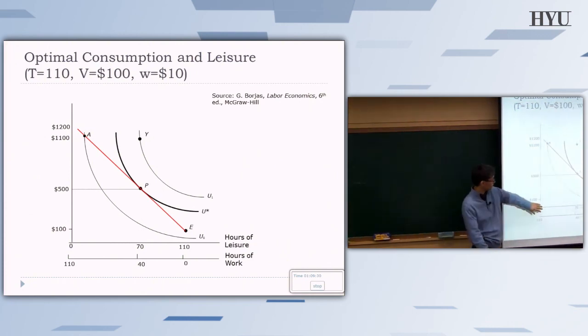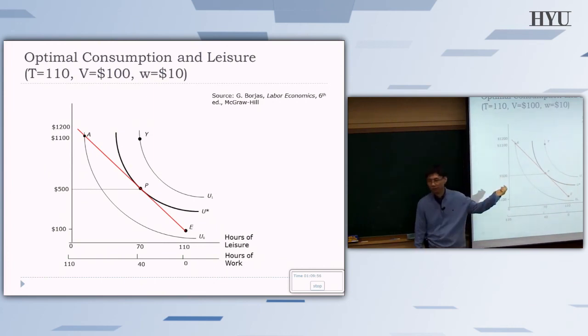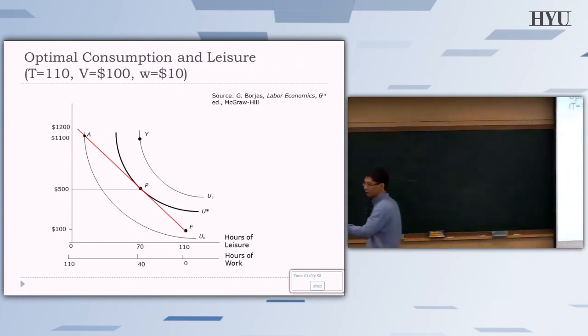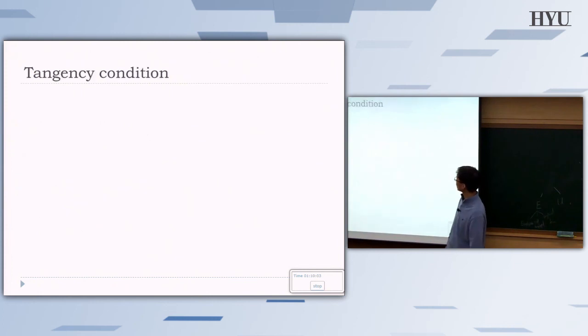Once we decide the leisure hours, working hours are just T minus L. There is nothing special about it. Working 40 hours a week, how much does this person earn? 400, because the hourly wage rate is 10. Plus non-labor income, the consumption is 500. Got that? The standard utility maximization.